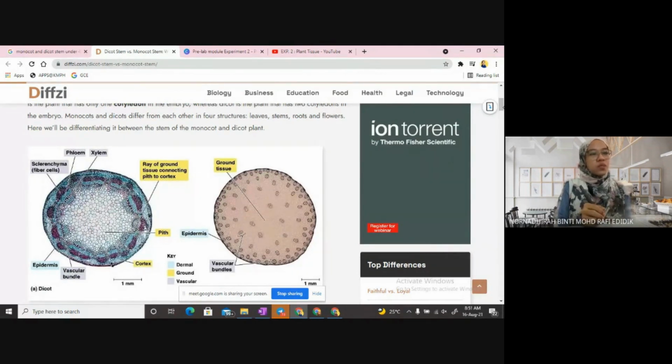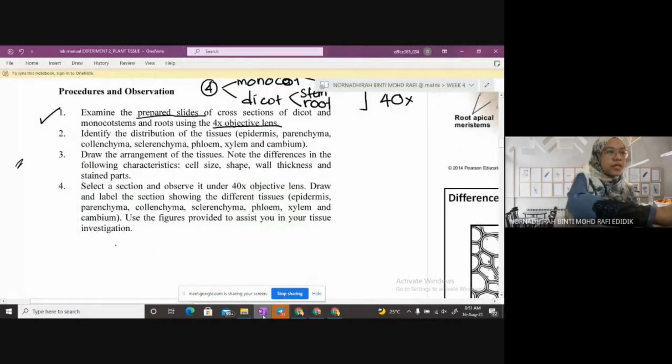Inilah you guys kena observe nanti under mikroskop. Terus boleh nampak using your eyes. Okay, kita dah cover yang kedua. So next adalah you have to draw the arrangement of tissue, not the differences in the following characteristic.